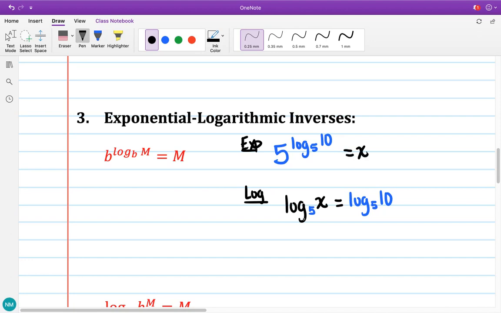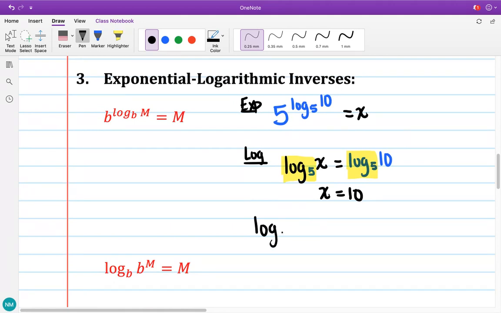So we don't know what it's equal to. But from our property of equality, if I have log base 5 of something and log base 5 of something, those somethings have to be equal. So this means that x equals 10. So what this means is that if I have 5 being raised to the log base 5 of anything, here it was 10, it's going to be equal to 10.